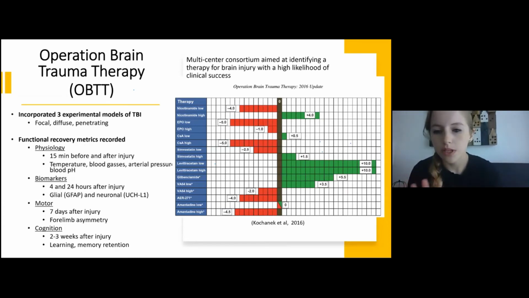Now, in this particular study, they utilized a scoring system or a scoring matrix that addressed each therapy's performance on these listed metrics and analyzed them for significance with the typical univariate statistics. What I want you to take away from this slide is that on this matrix, the top score was actually 66. And the best performing therapy was levetiracetam, also known as Keppra, and it got a 10.